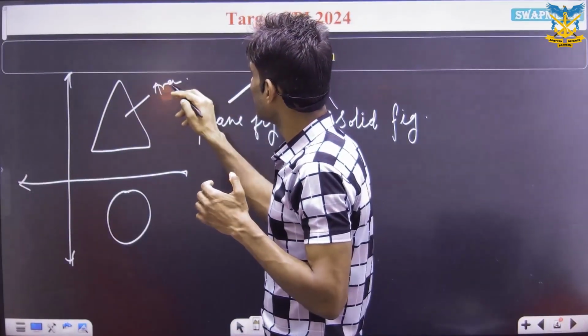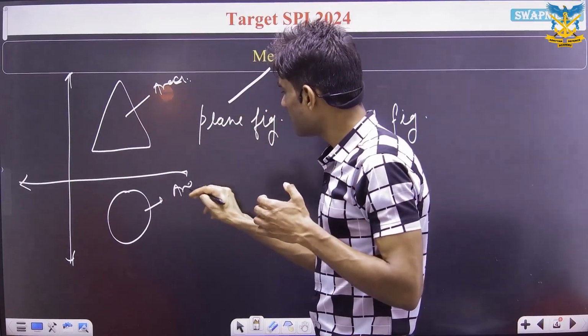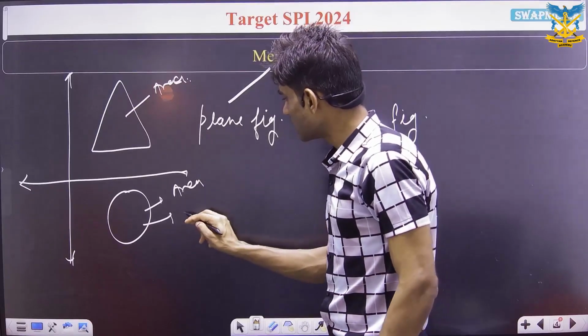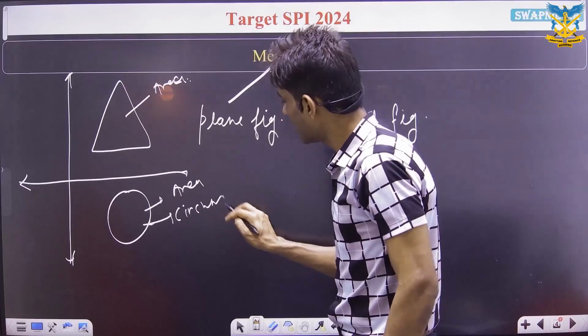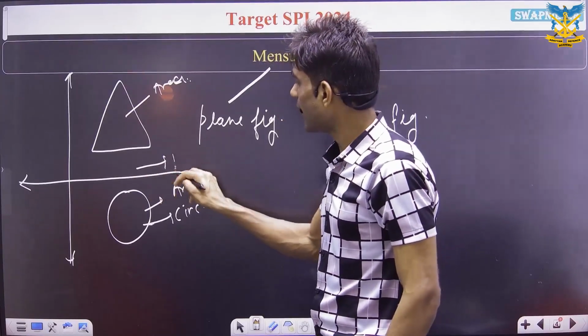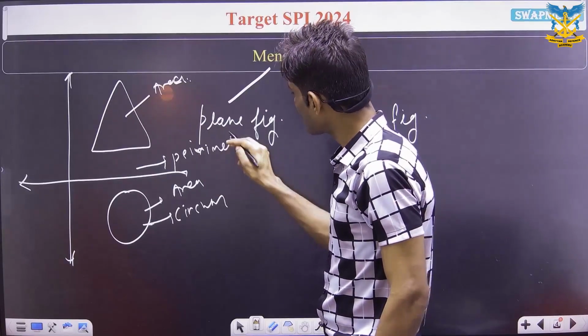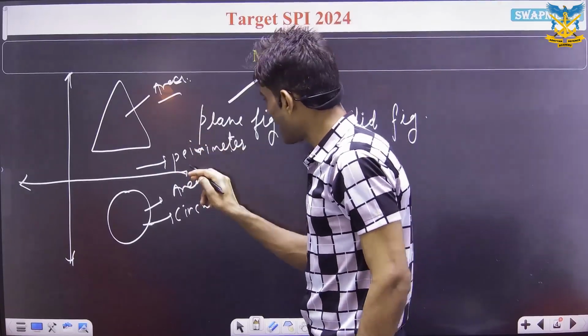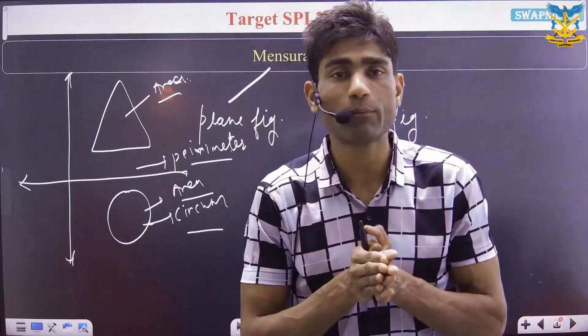Okay, area of a triangle, then the area of a circle, after that circumference of a circle. After that, perimeter we have to think about. All these concepts are very much important here for the plane figure. So that's it for the plane figure question.